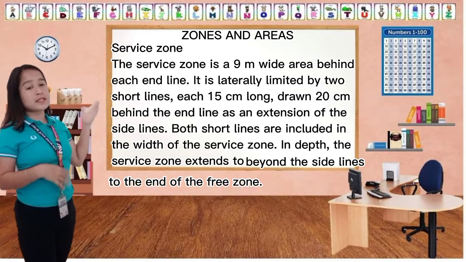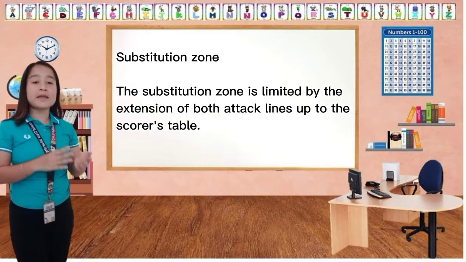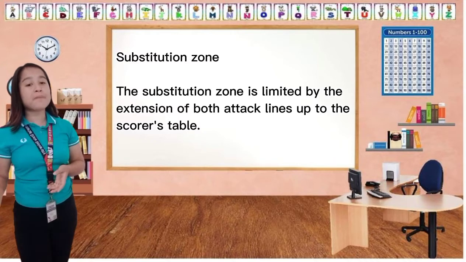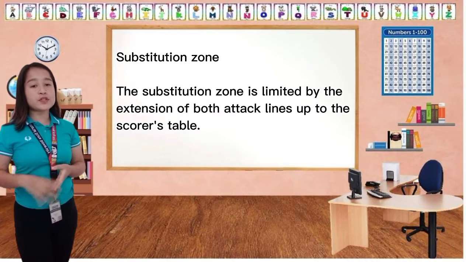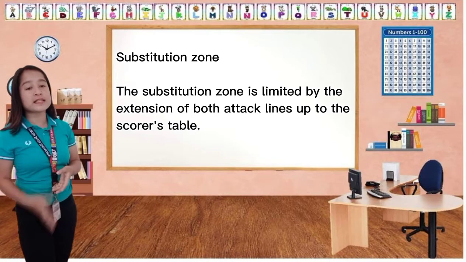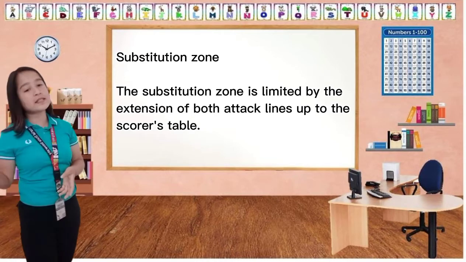So, the substitution zone is limited by the extension of both attack lines up to the scorer's table. So, the substitution zone extends from both attack lines to the scorer's table.